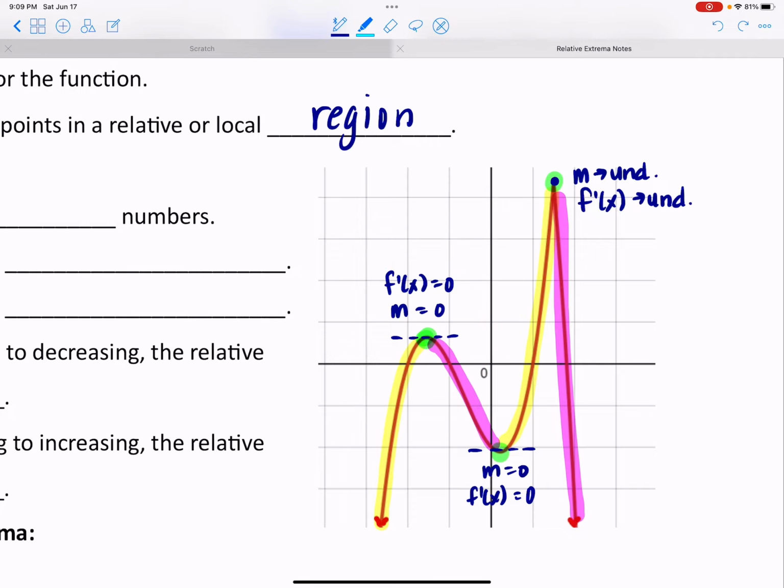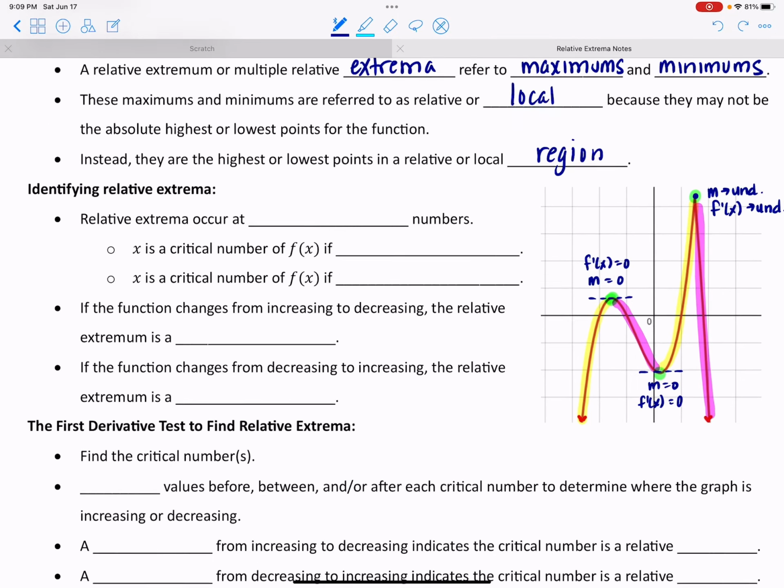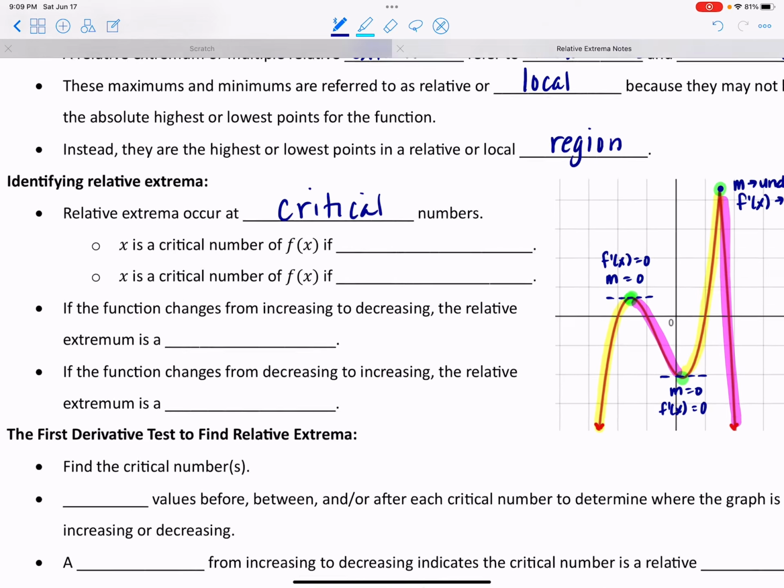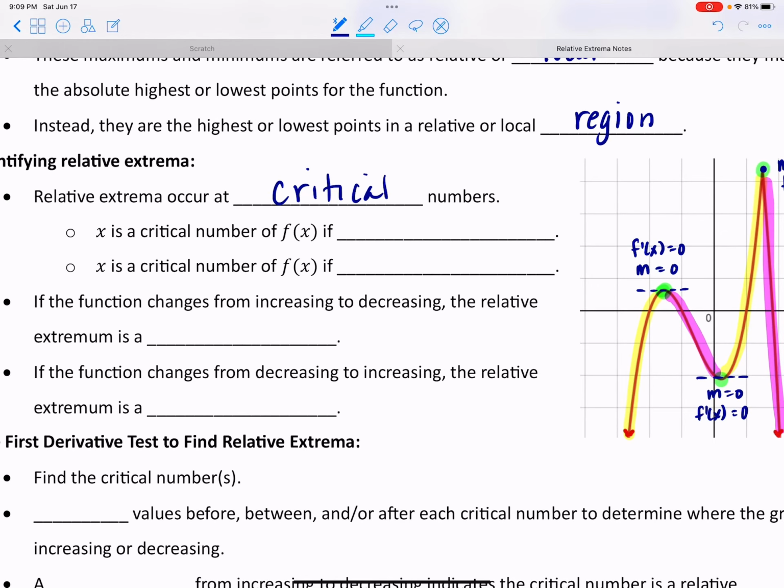It's really going to be like an extra step from what we talked about in our previous lesson, but let's write some things down here. A relative extrema, or a relative extremum, is going to occur at a critical number. So these occur at critical numbers. And as we just mentioned, a critical number of f of x is where f prime of x is either equal to 0 or where f prime of x is undefined.